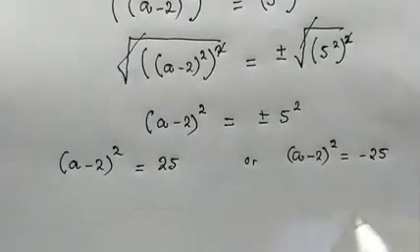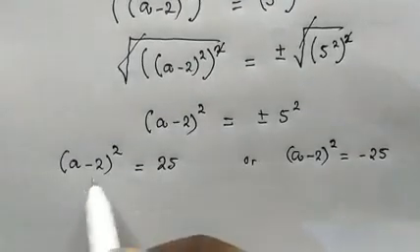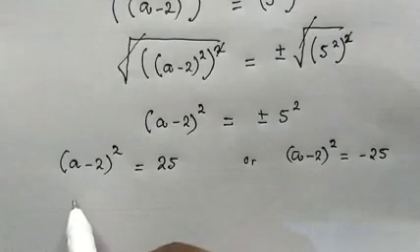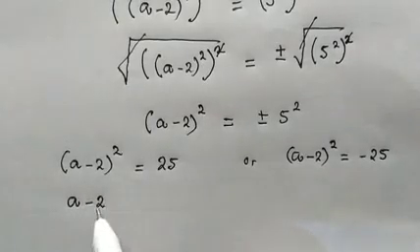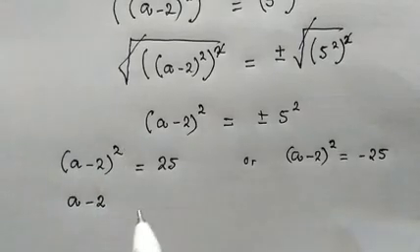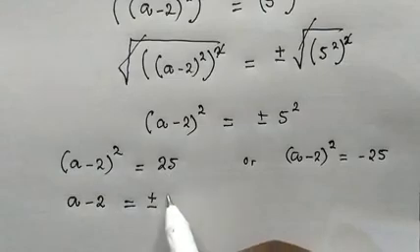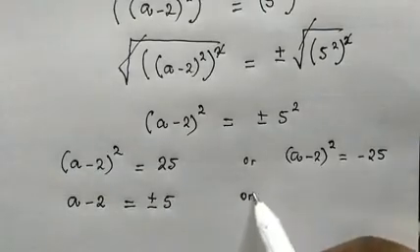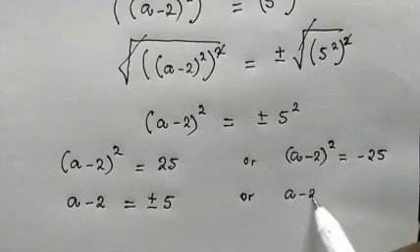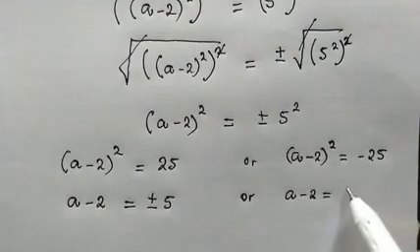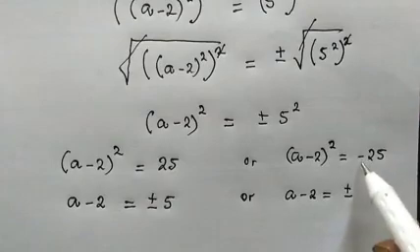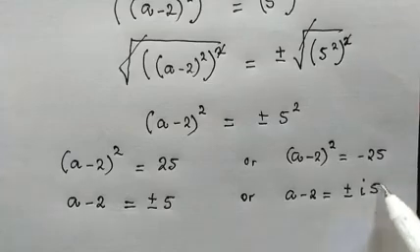Again, we can take the square root on both sides. At the left hand side, we are left with a minus 2, right? Because the square root cancels with the square. And the right hand side will have plus or minus the square root of 25, which is 5. Or here we have a minus 2 equal to plus or minus the square root of negative 1, which is iota, then the square root of 25 will give us 5.